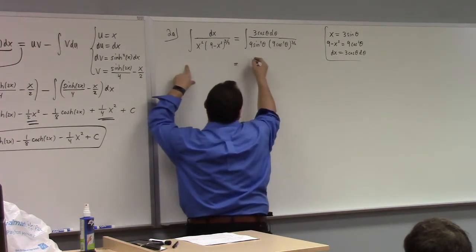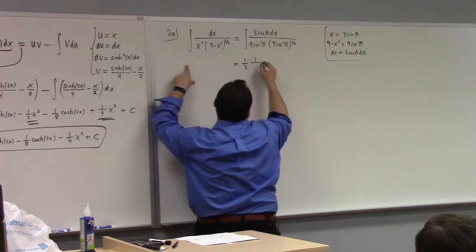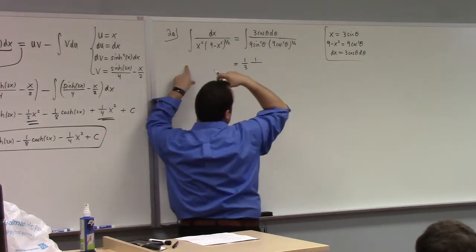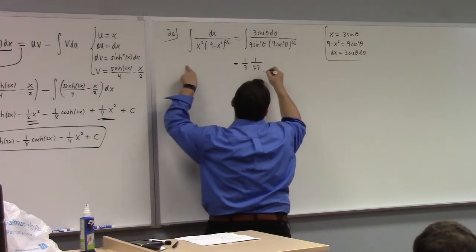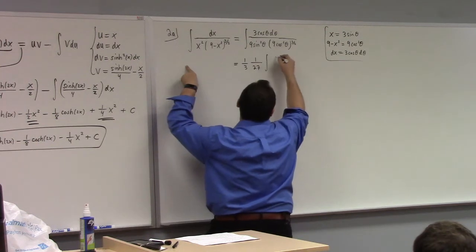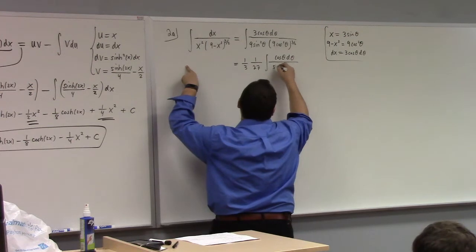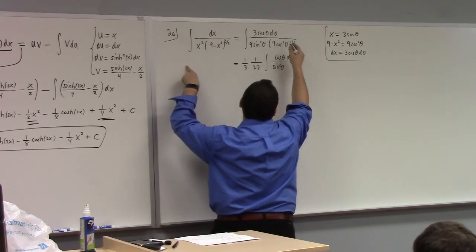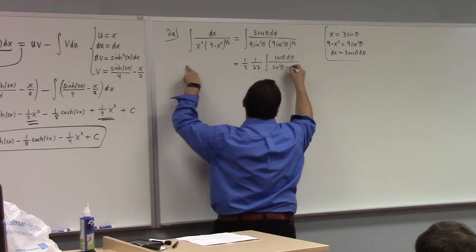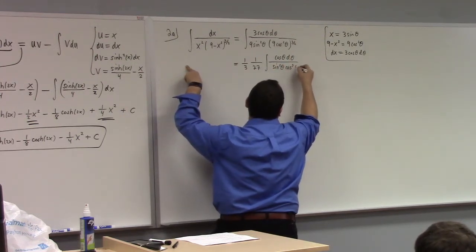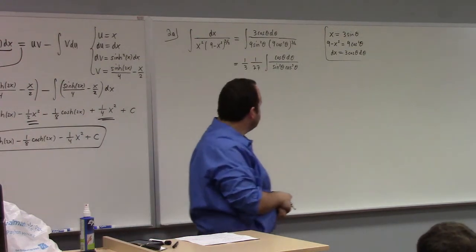What do we got? 3 over 9 is 1/3. 1 over 9 to the, what's 9 to the 3/2? 27? Okay. Integral of, what do we got here? We got cosine theta d theta divided by sine squared theta. And cosine squared to the 3/2 power is what? Cosine cubed theta, do you guys believe? I believe that. How should we go with this?